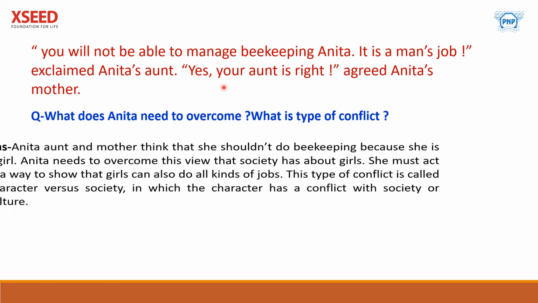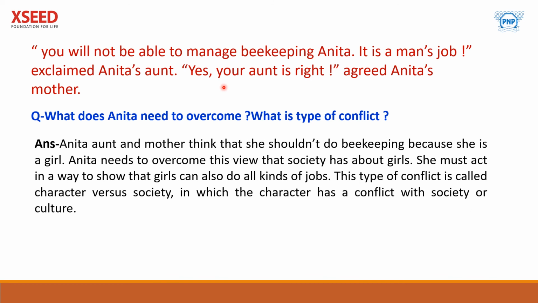So this is simply a conflict between character versus society. See how Anita's aunt and mother think that she shouldn't do beekeeping because she is a girl. Anita needs to overcome this view that society has about girls. This is not only the thinking of Anita's aunt and mother but of the whole society. Hence, here the conflict is between Anita, the character, and the society.